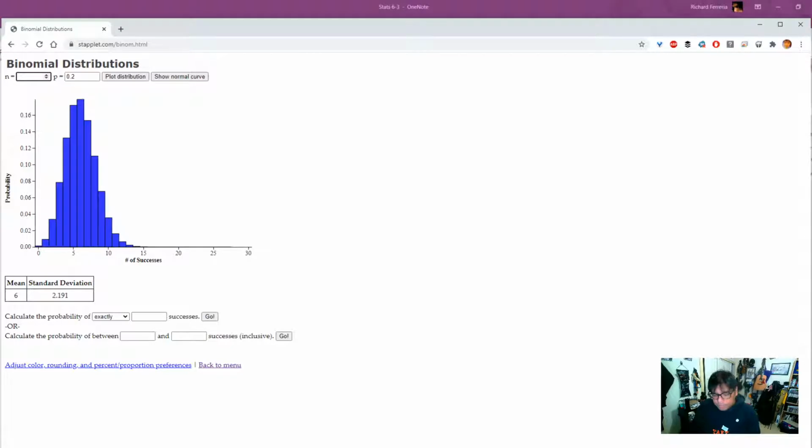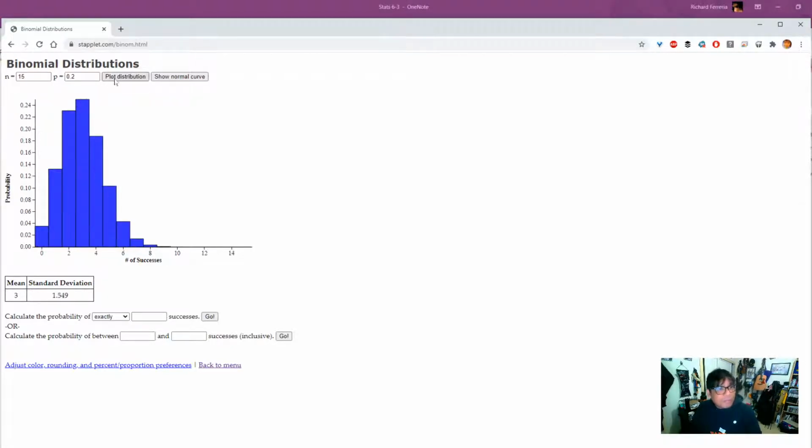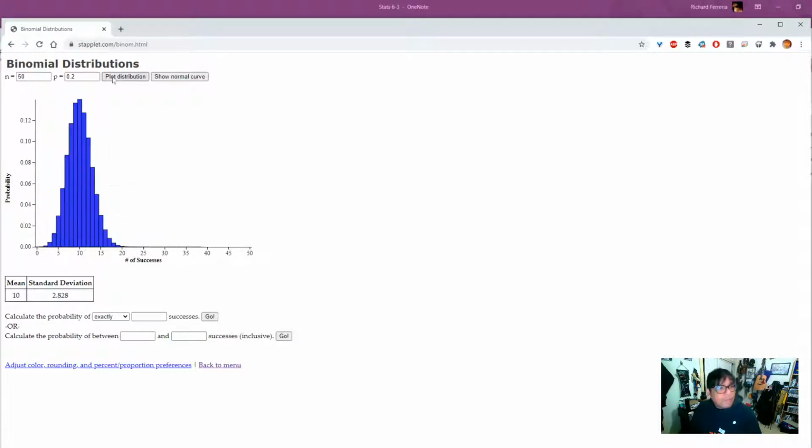And just for comparison, let's take a look at 15 samples. If 15 experiments, yeah, we're still kind of cut off here on the left side. And if we, of course, went to something like 50, we're going to see it doesn't get cut off on the left side anymore.